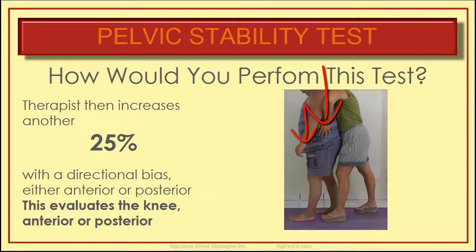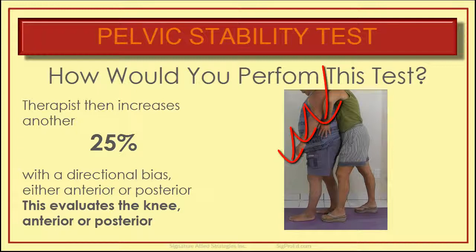Now we will increase another 25% with a directional bias, either anterior or posterior. You will gain that directional bias by bending your knee and lunging either anterior or posterior. Do not use your arms because it will create interference and you will be less able to judge instability in your patient through tactile means.